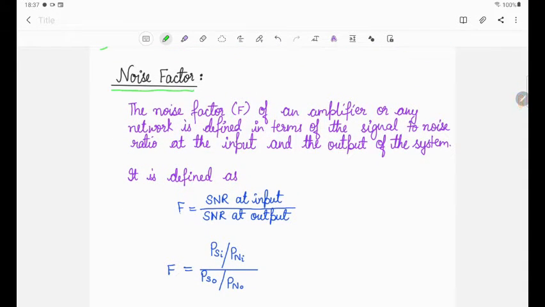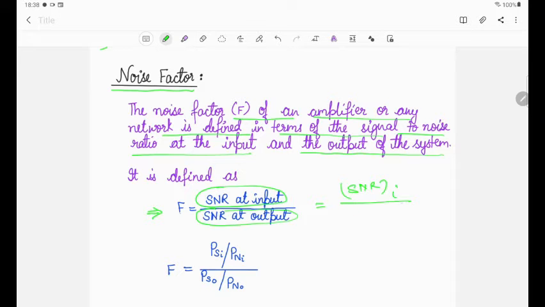Again, it is an important factor that plays an important role in communication. The noise factor of an amplifier, or any network, is defined in terms of the signal to noise ratio at the input and the output of the system. Basically, it is the ratio of signal to noise ratios. Noise factor is denoted by F. So F is equal to the signal to noise ratio at the input divided by the signal to noise ratio at the output, or SNR at input divided by SNR at output.